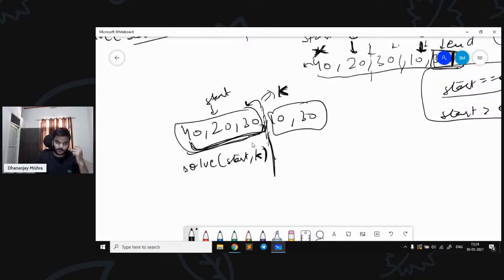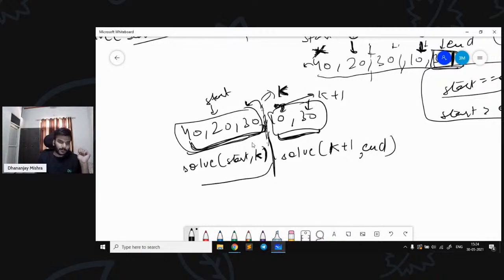Now for this right part, I will call my recursive function again. For this, the start will be k plus 1, right? Because we are partitioning here, so the start will be equal to k plus 1 and the end will remain the same, right? So in this manner, if I do the partition of this point again, it will be calling this solve function again and again.